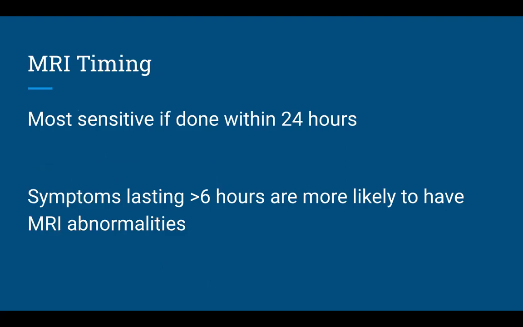For TIAs, the MRI is most sensitive if done within the first 24 hours, and patients that had symptoms that were over 6 hours are more likely to end up having an MRI abnormality. So if they tell you that they woke up at breakfast and their left leg was weak and they decided to come in at 5 p.m., but now it's gone, but it lasted for like 6-7 hours, they probably had a true stroke, and you're probably actually going to find something on that MRI.